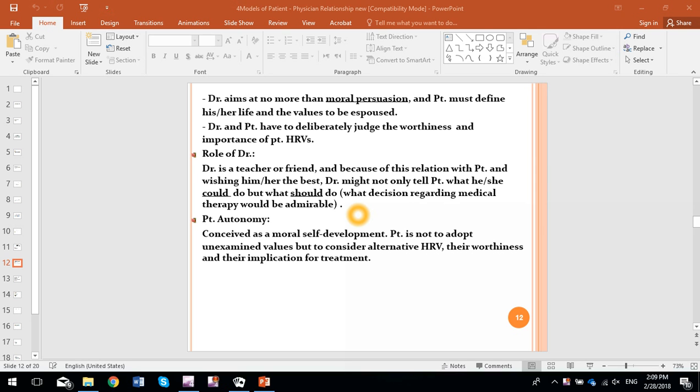And with this relationship with the patient and wishing him the best, the doctor might not only tell the patient what he or she could do, but what he or she should do.